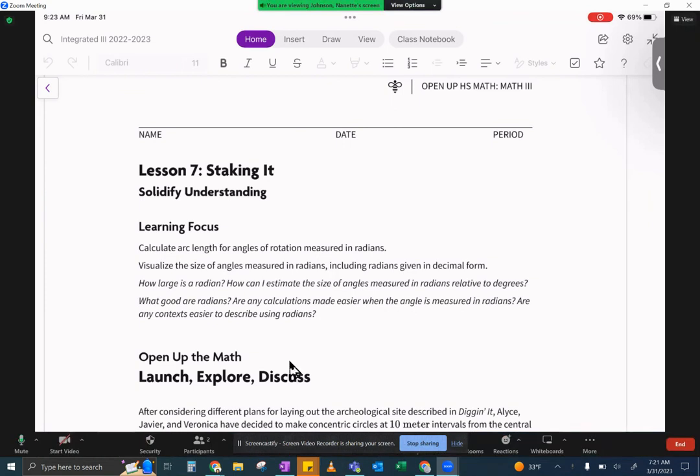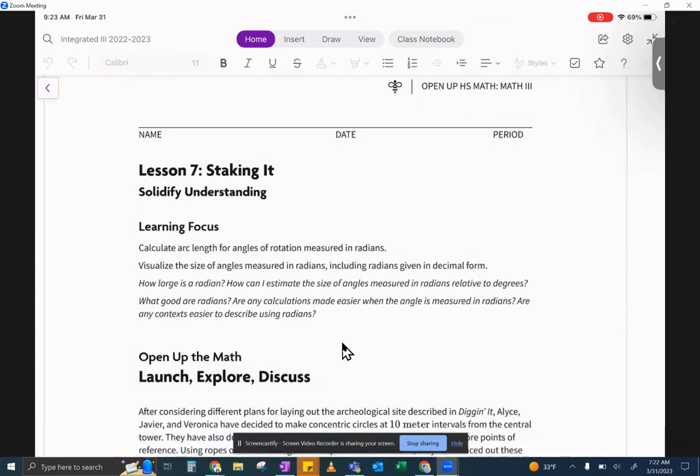The very first thing is, by the end of today, you'll be able to calculate arc length for angles of rotation measured in radians, and visualize the size of angles measured in radians, including radians given in decimal form. You'll be able to answer: how large is a radian, how can I estimate the size of angles measured in radians relative to degrees, and what good are radians?